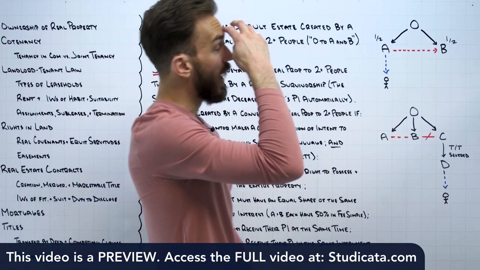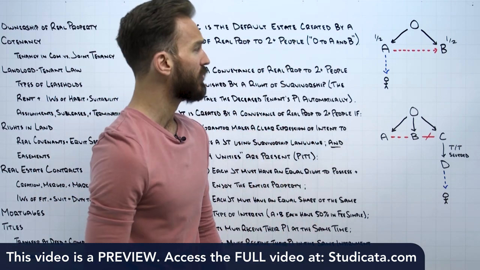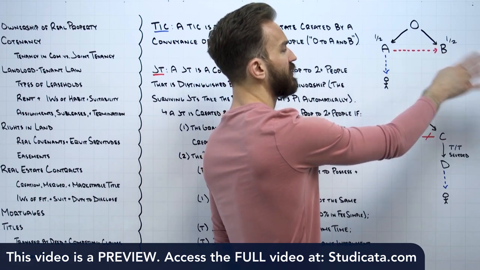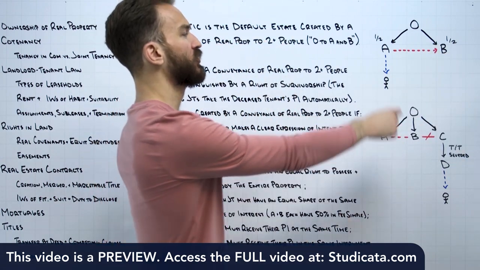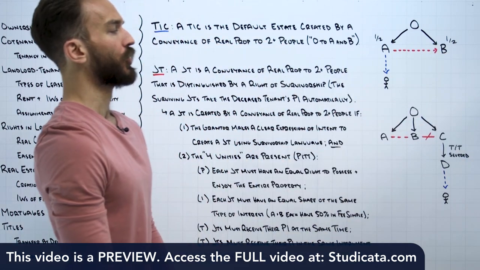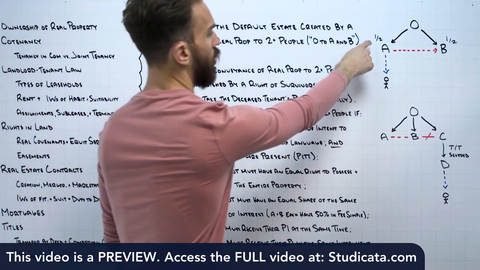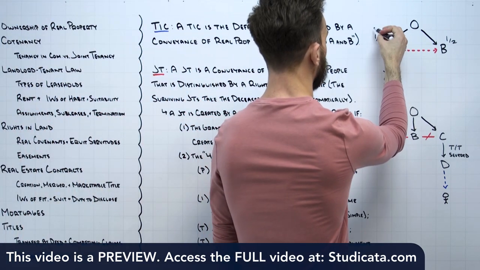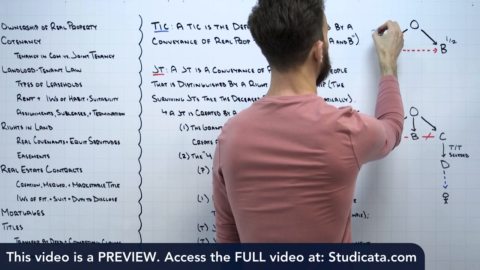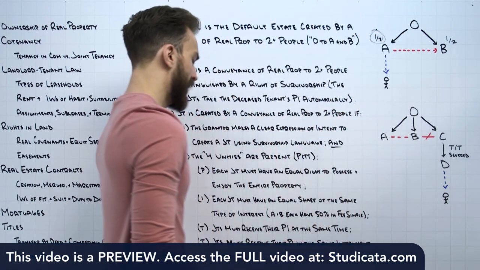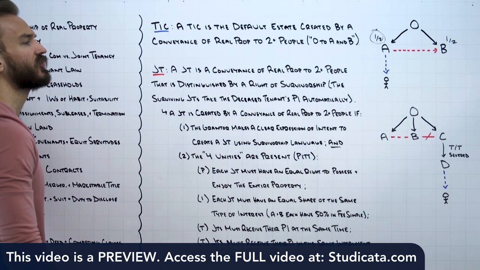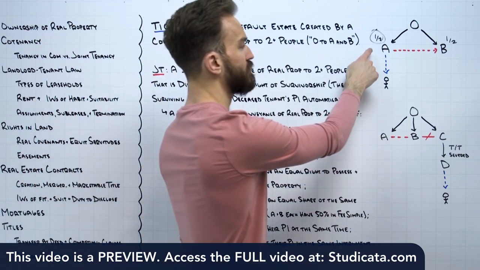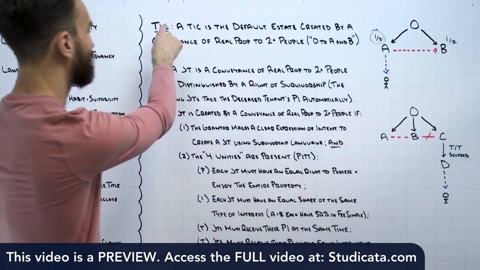Well, the question for us typically on the bar exam is what happens when either of these parties dies. What happens when Amy dies? Where does her property interest go? Where does her 1/2 interest in Greenacre go? This is the big question on the bar exam. And we'll see that it depends on whether the relationship between A and B is a tenancy in common or a joint tenancy.